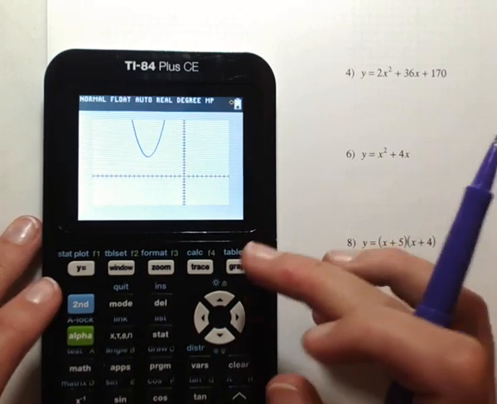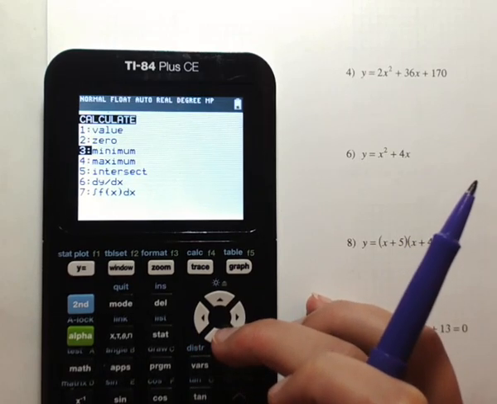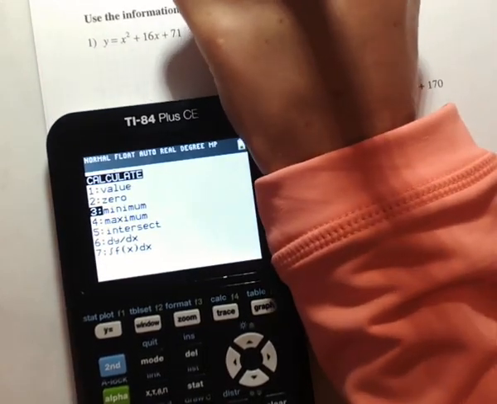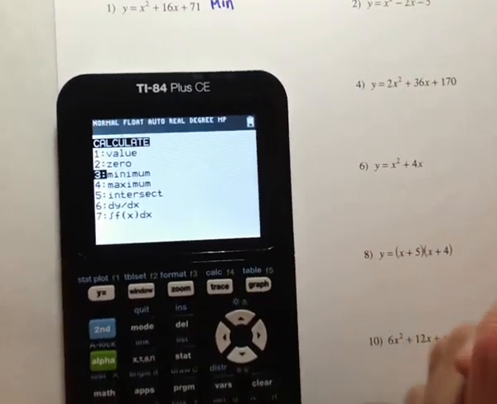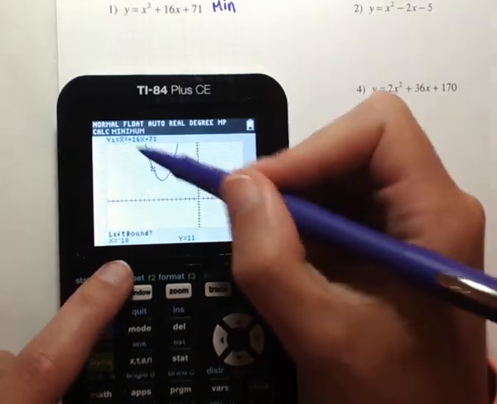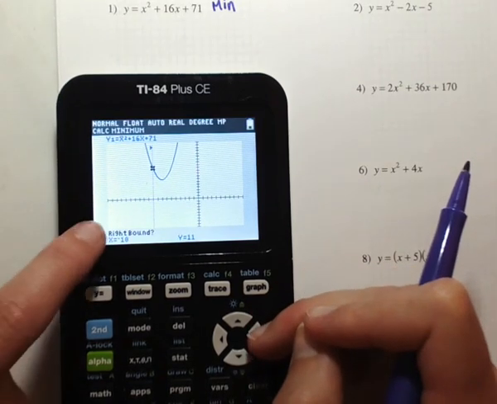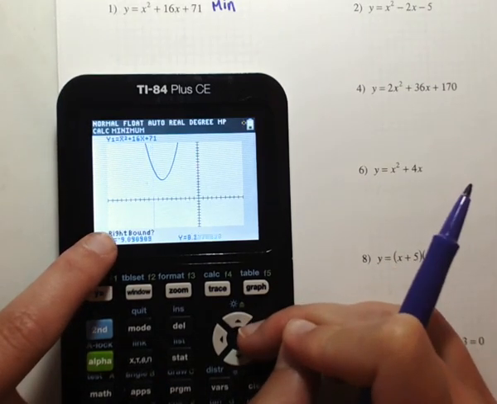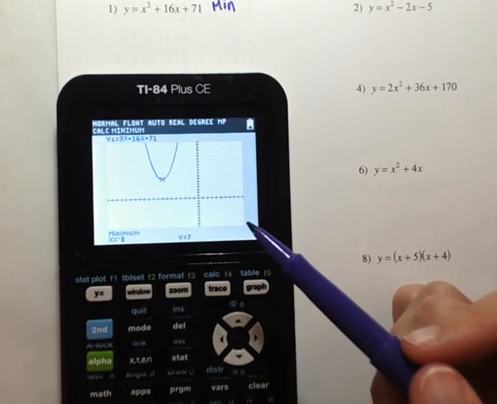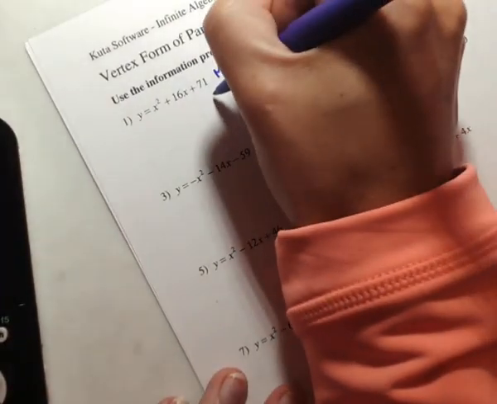Okay, so to find the vertex, you press second trace minimum. In this case, since there's no negative out front of the equation, it's a minimum. Second trace minimum, enter, and then you use the cursor. See how it says left bound? You go to somewhere on the left hand side of the vertex and press enter. Then it says right bound, so then you hold down the right arrow, press enter, and then it'll say guess, and press enter. So my vertex is at negative 8, positive 7.